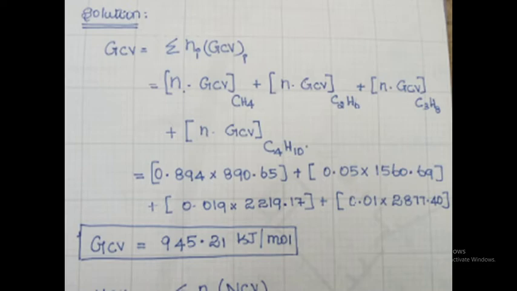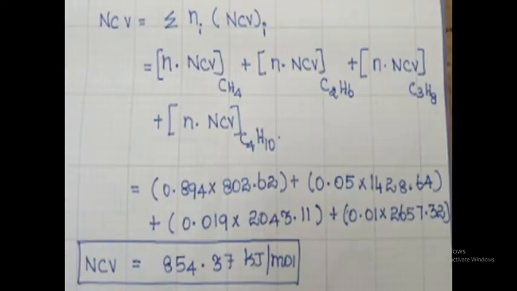Okay. All these components' numbers of moles and GCV values are given in our problem. You should take the number of moles of these components and their GCV values, substitute these values here, and find GCV. Finally we get GCV is equal to 945.21 kilojoule per mole. Are you clear or not?